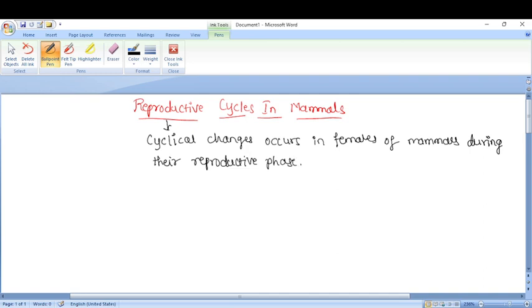Is it clear about the reproductive cycle? Reproductive cycle is nothing but cyclical changes that occur in females of mammals during their reproductive phase, and these cyclical changes help in reproduction. They are needed for reproduction. And another thing, these reproductive cycles are only seen in females of mammals.